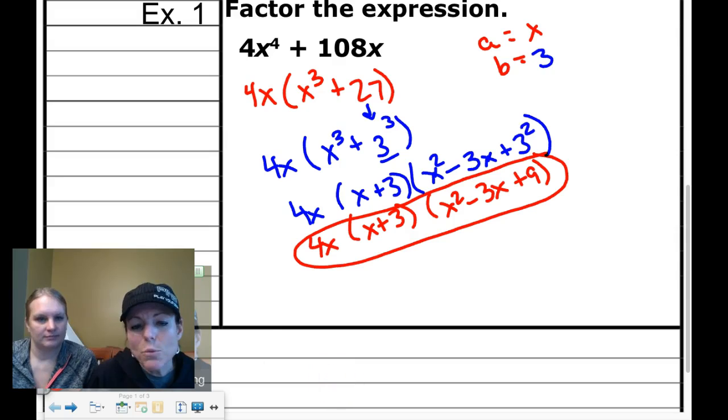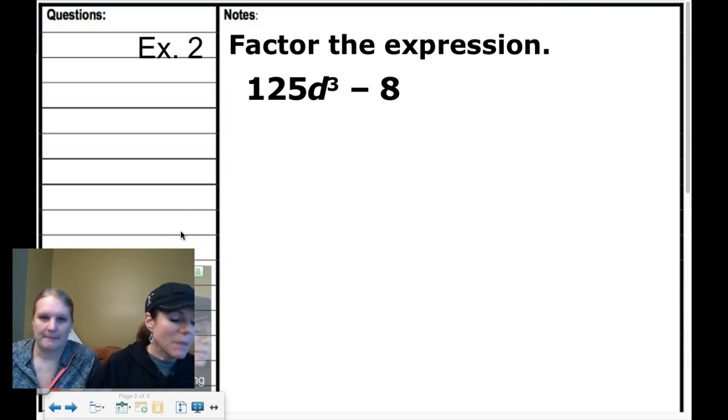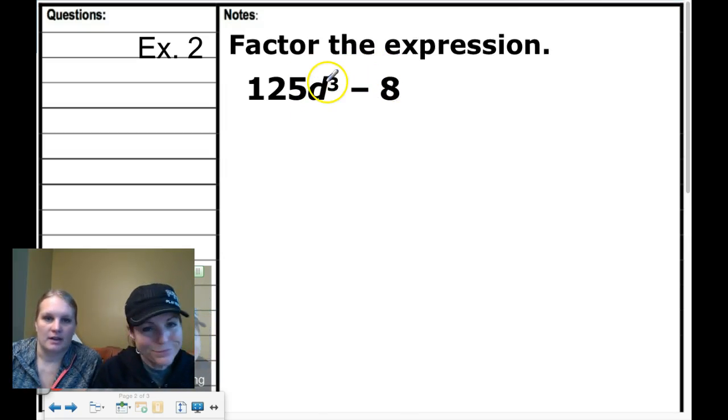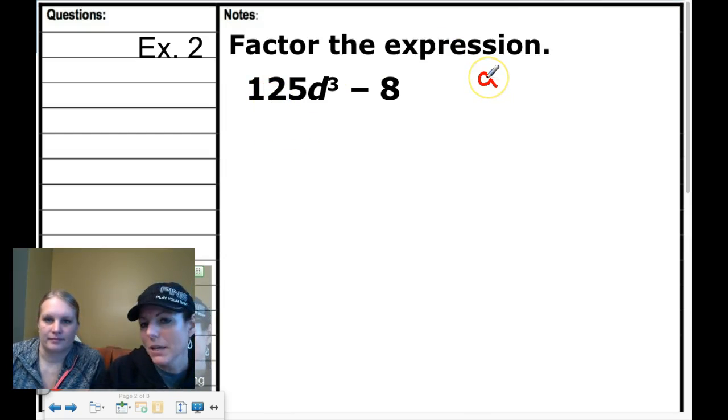So that's example 1. We're going to do example 2 because the video questions are going to be similar to both of these. Okay. Step number 1: is there a greatest common factor? Well, the answer is no. Now let's create some cubes. I see 125. So to the right, let's write a equals, b equals.